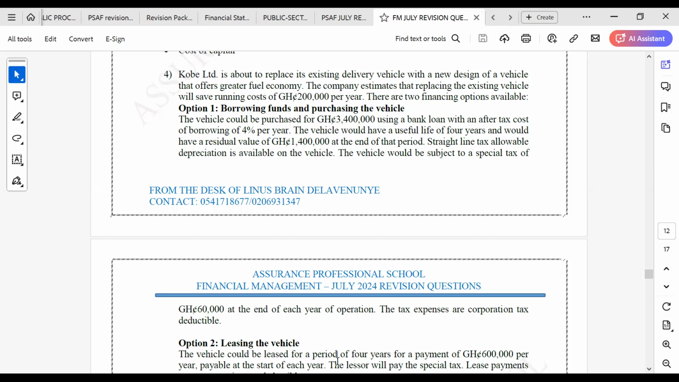So if you are leasing, the leasing will still reduce your running cost. If the leasing will not reduce your running cost, you will not even go for the leasing in the first place. So the running cost is for both the leasing and also the purchasing option. We are just going to stop using the existing vehicle. How do we stop that? We can go and buy, or we can go and lease a new machinery that will be saving the cost.